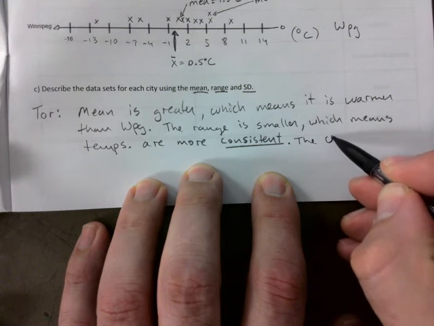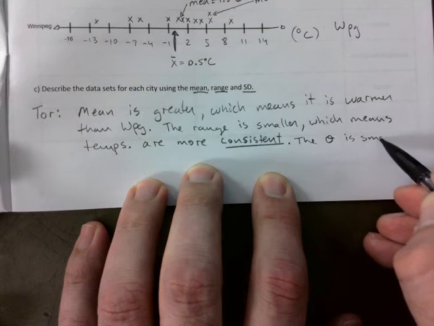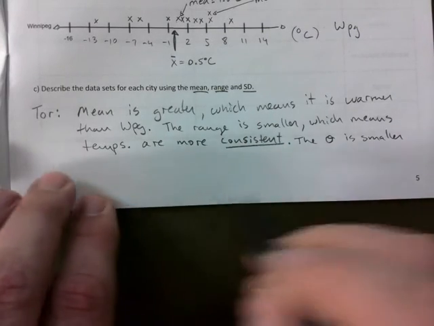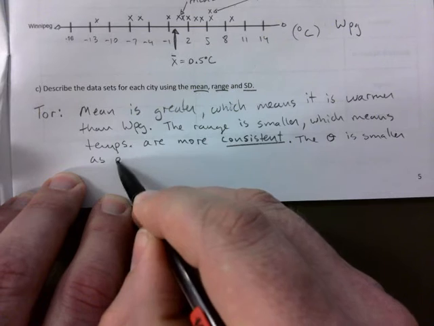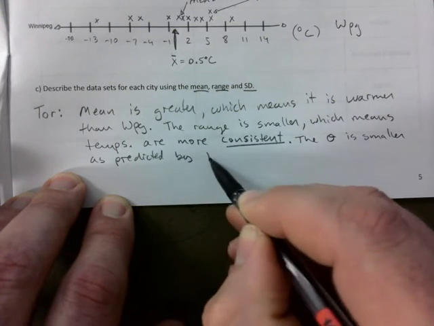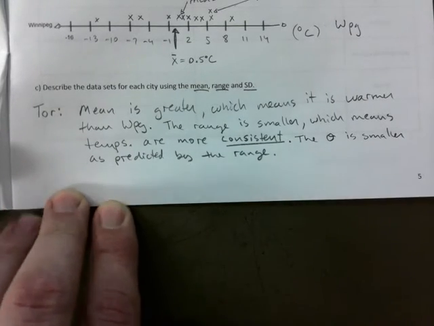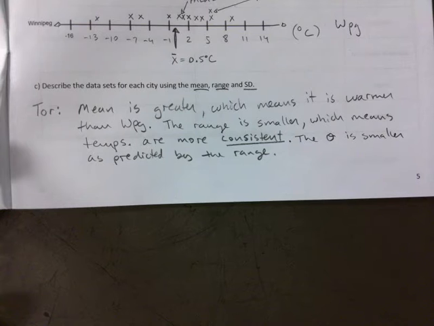The standard deviation is smaller, as predicted by the range. The range already told us that the standard deviation was going to be smaller. So the range and standard deviation tell us the same thing.